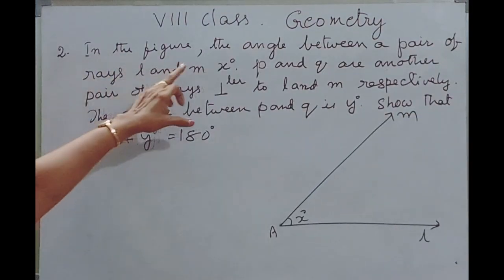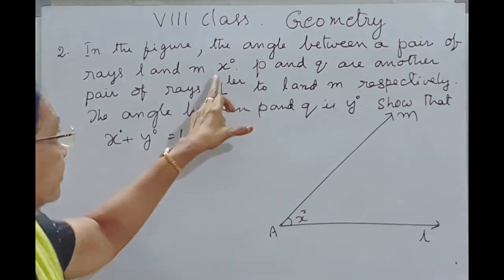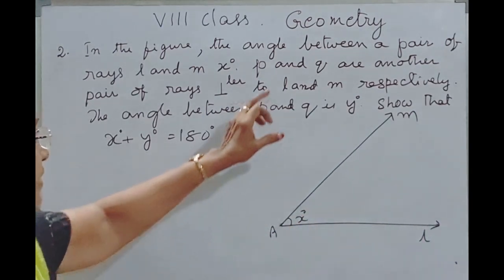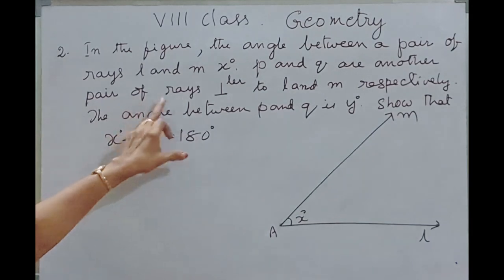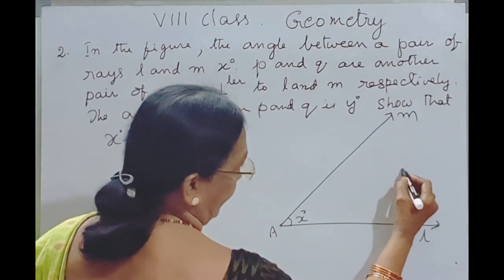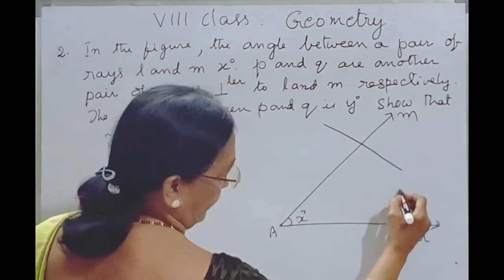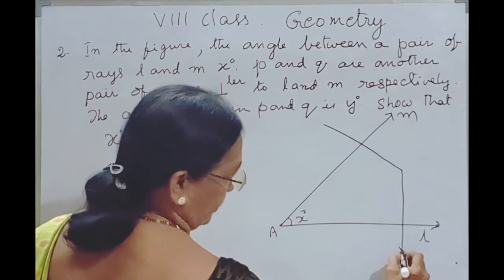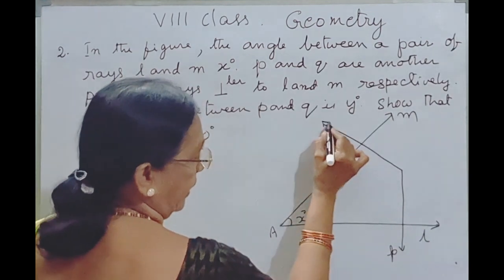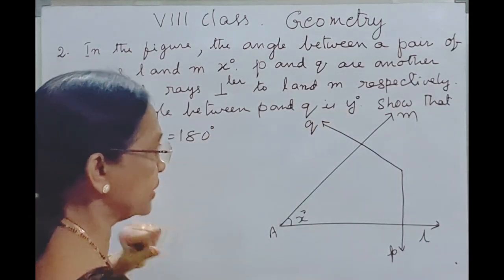Next problem. In the figure, the angle between a pair of rays L and M is x degrees. P and Q are another pair of rays perpendicular to L and M. We will draw P and Q perpendicular to L and M. So this is P, the ray P is perpendicular to L. Q is perpendicular to M. And the angle between P and Q is y degrees.